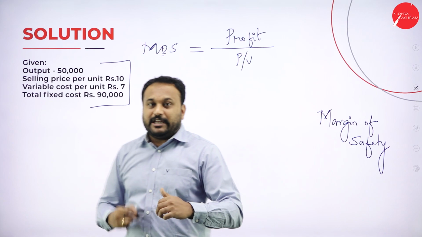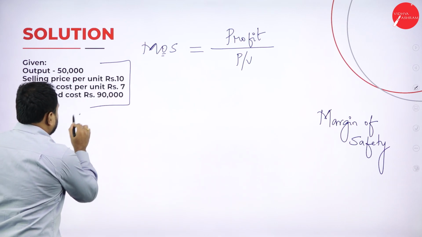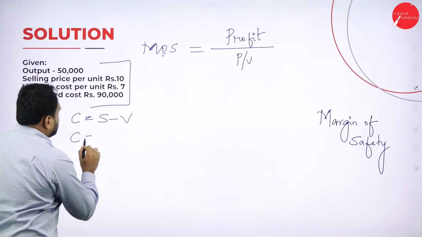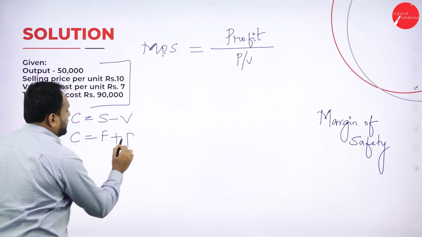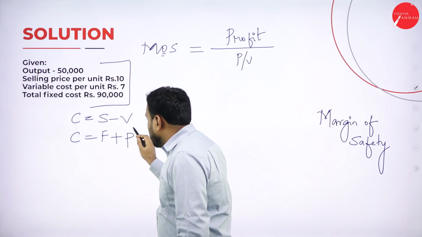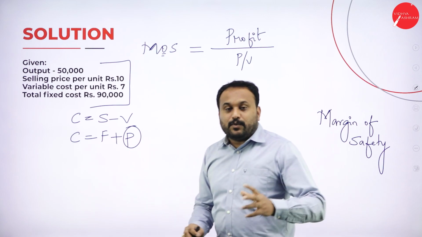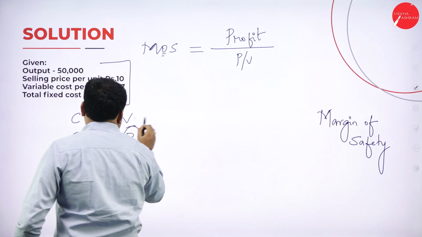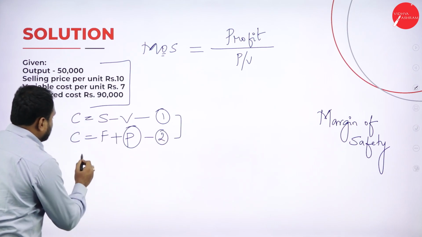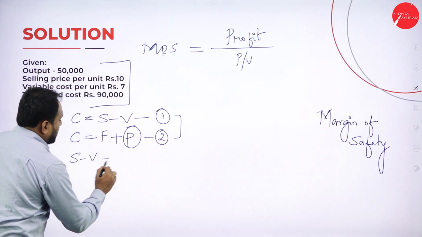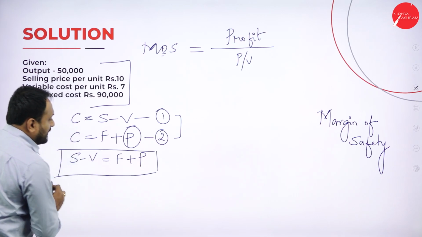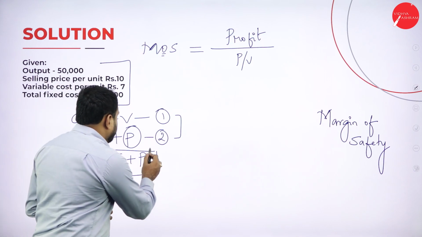Let's go with this very quick. Now contribution is equal to S minus V. Contribution is equal to F plus P. Correct? Now here, how to find profit? This is a point where actually I need to find profit, isn't it? If I consider this as 1 and this as 2, combining 1 and 2, can I write S minus V is equal to F plus P? If I can write this, then I can find my profit.